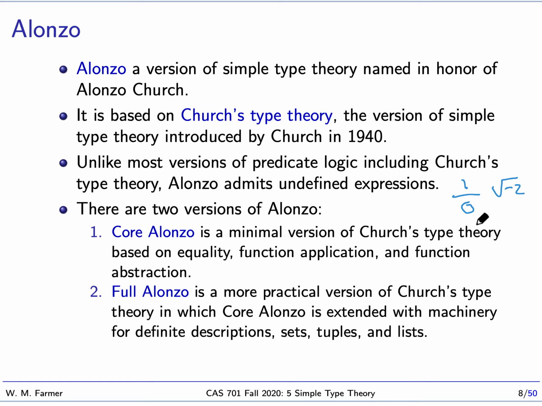Now there are two versions of Alonzo. The first version is Core Alonzo. This is a minimal version of Church's type theory based on just equality, function application, and function abstraction. It's a very nice logic to study. It is not so practical. The other version is full Alonzo. It is a practical version of Church's type theory, and it's extended with machinery for definite descriptions, sets, tuples, and lists.